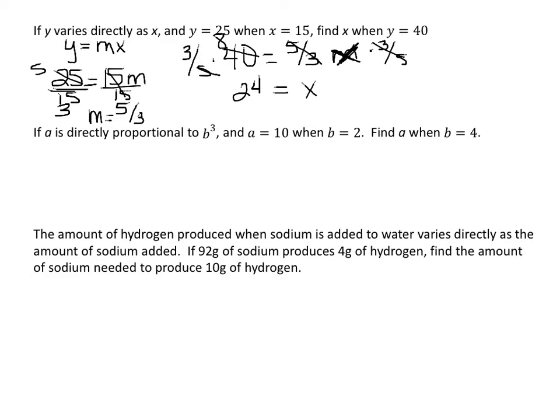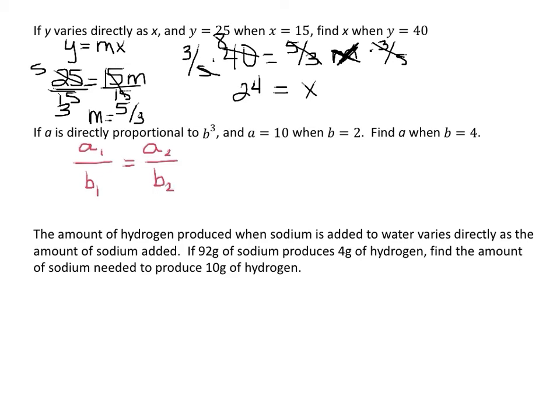Let's look at another one. If a is directly proportional to b cubed, and a is 10 when b is equal to 2, find a when b is equal to 4. So here, if I'm thinking about it being directly proportional, now I'm thinking about that proportion or the equality of ratios. So I can set this up as A1 over B1 is equal to A2 over B2.